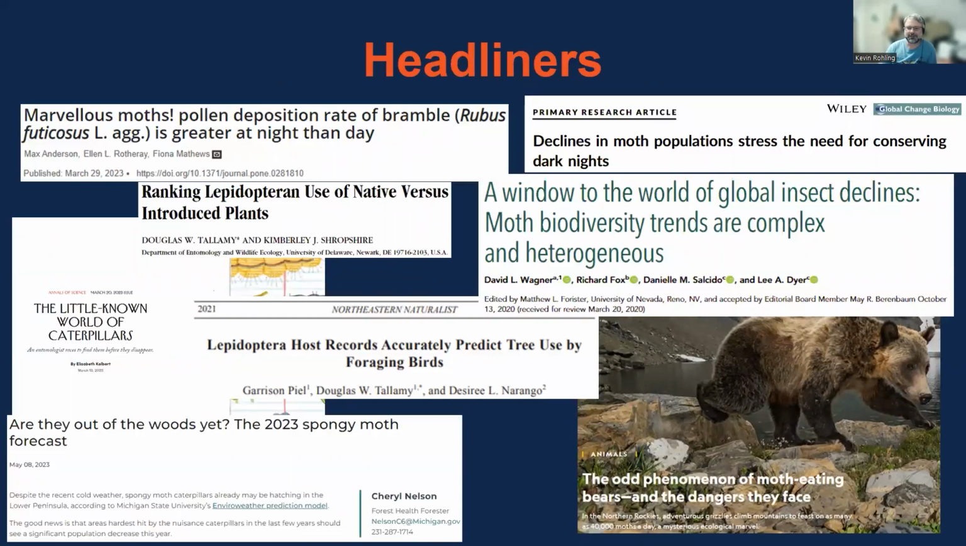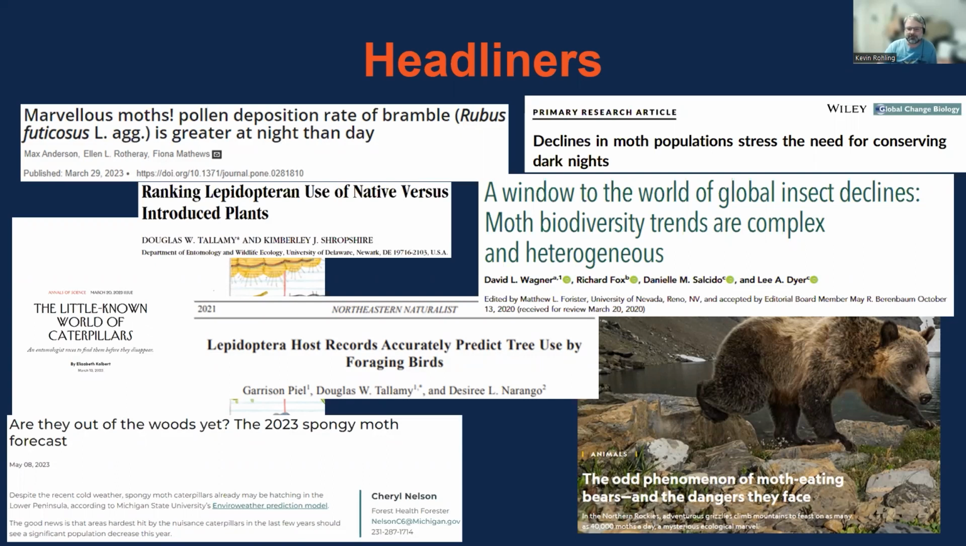So just as some highlights here, they're also in the headlines a lot lately. They're gaining popularity both in the scientific community and in popular literature as well. For some of those reasons we already talked about, pollination, possible problems with insect declines more broadly in the world, the need for sort of helping moths as pollinators and as food sources for those animals of conservation concern.